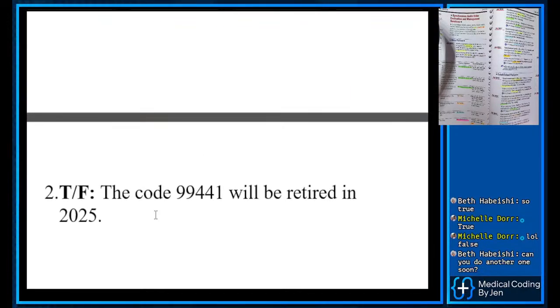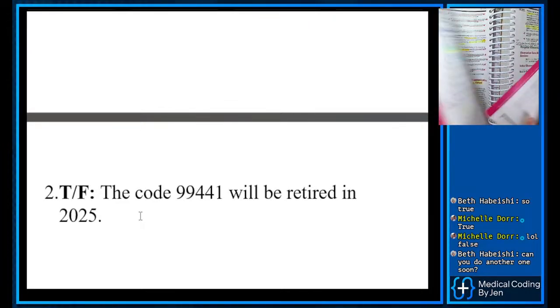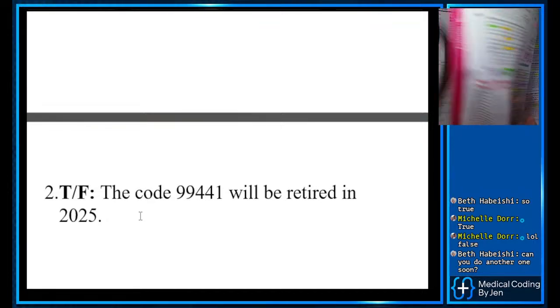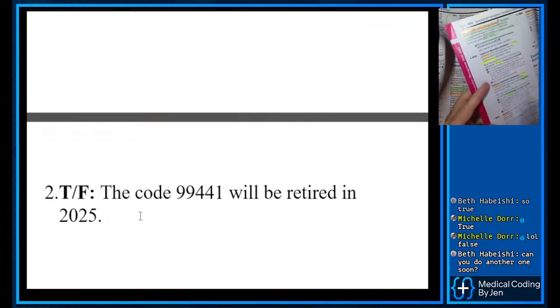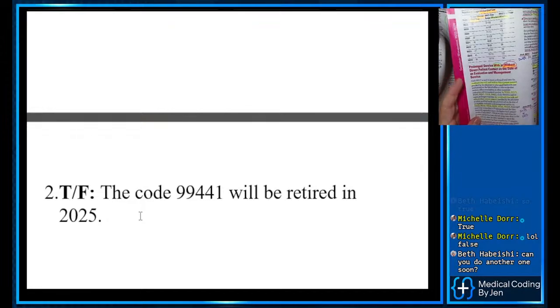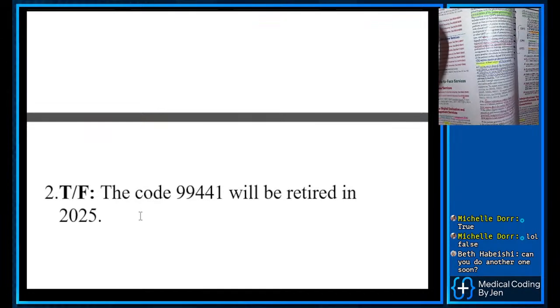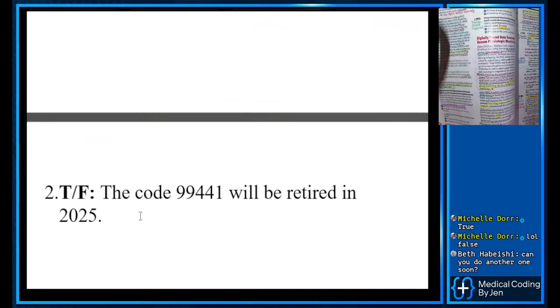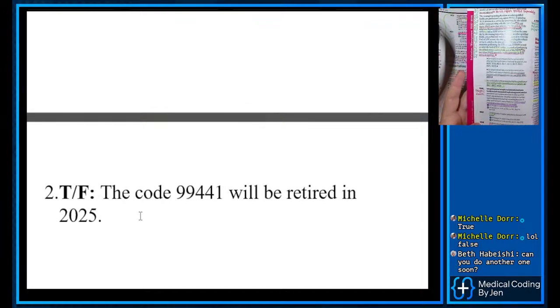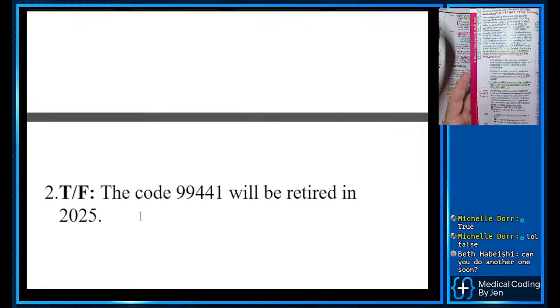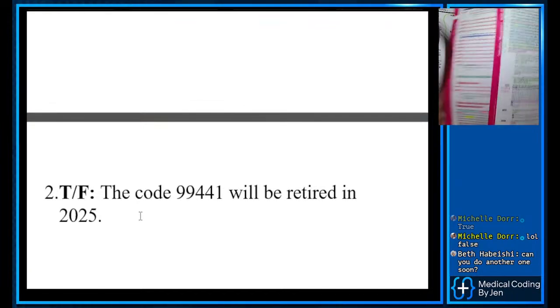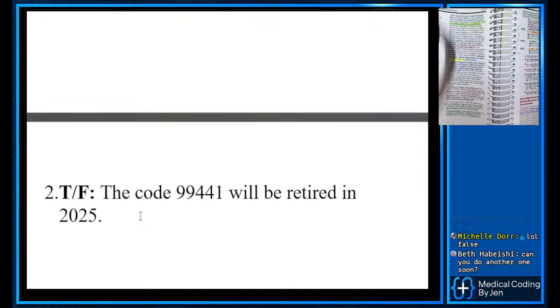Let's see. True or false, 99441 will retire in 2025. Did it? 99441. I think that's true, right? Because we saw the answer a minute ago, but where would we find that? Is it in our 2025 book? Like I said, I haven't seen these questions yet because I just had ChatGPT make them for me. I was seeing if it could actually do it, but most of the time it just writes silliness and wrong stuff. One of these days it'll get good at this.